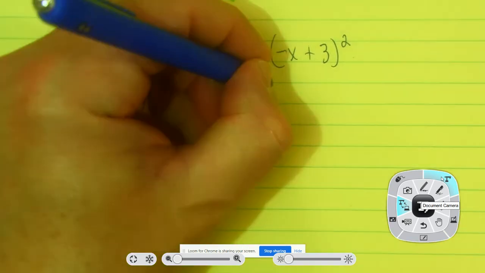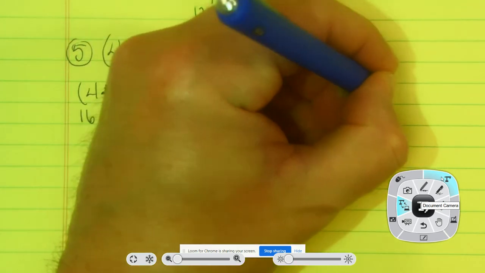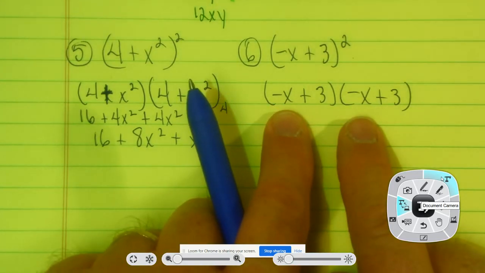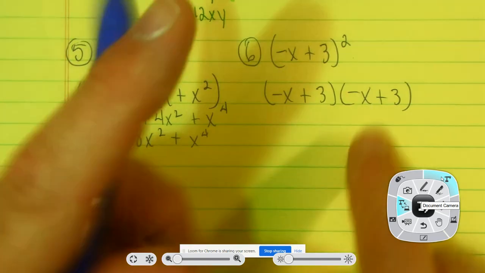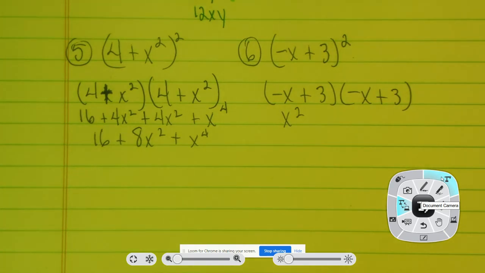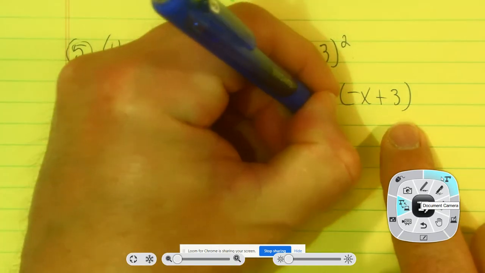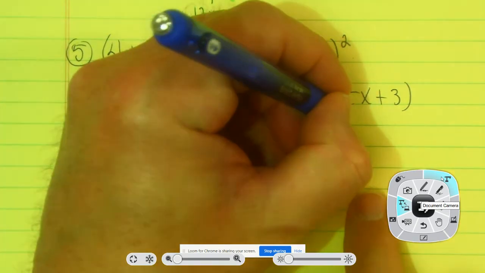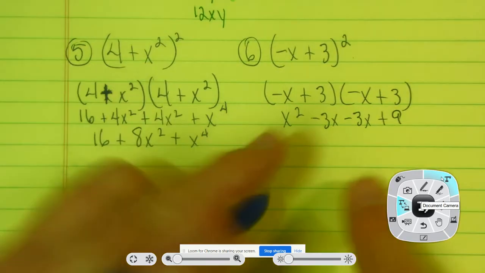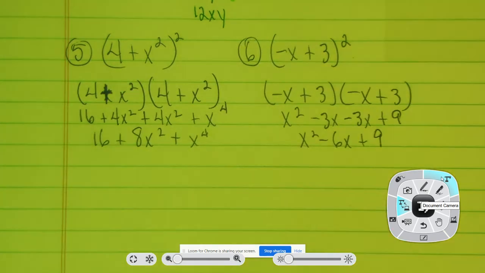Look at number 6. Same thing. I'm going to rewrite those two. And I'm going to multiply x times x. And now it's negative x times negative x, so I get a positive x squared. And then a negative x times 3 is negative 3x. And then 3 times negative x, negative 3x. And 3 times 3, positive 9. So simplify that out. x squared minus 6x plus 9.